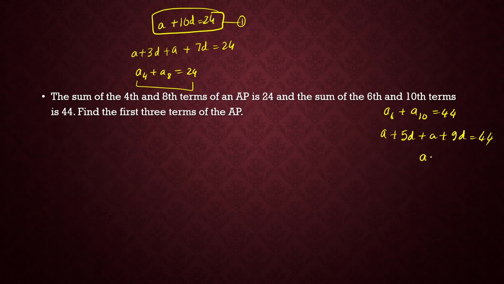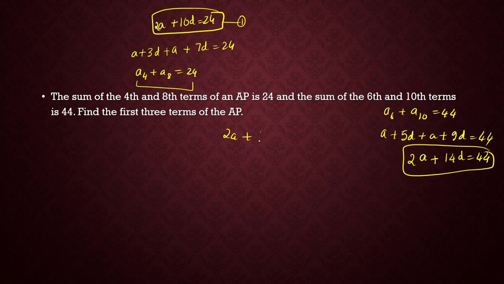So this becomes, sorry, it is 2A, right? Very sorry, it is 2A. Now here also it becomes 2A plus 9 plus 5 is 14D is equal to 44. Now you know how to solve the two equations. You just need to subtract the two equations. So if this is the second equation, 2A plus 14D is equal to 44. The first equation is 2A plus 10D is equal to how much? 24. Subtract the two equations.